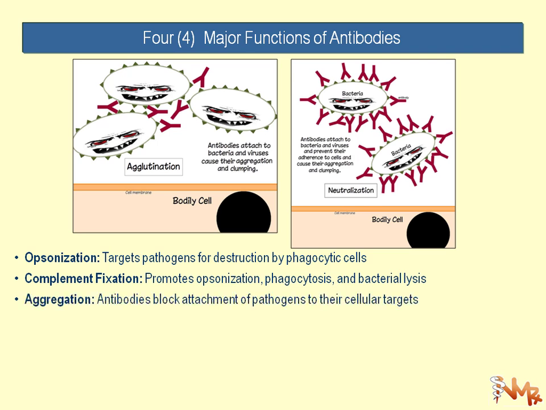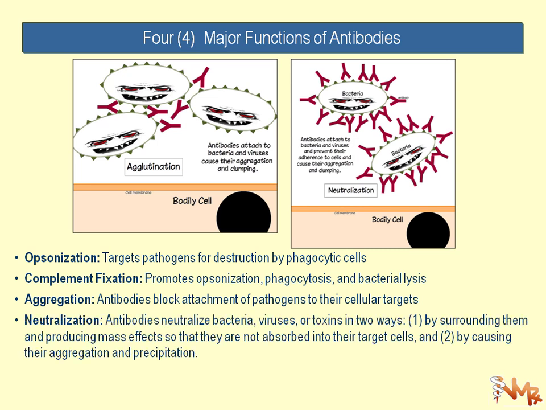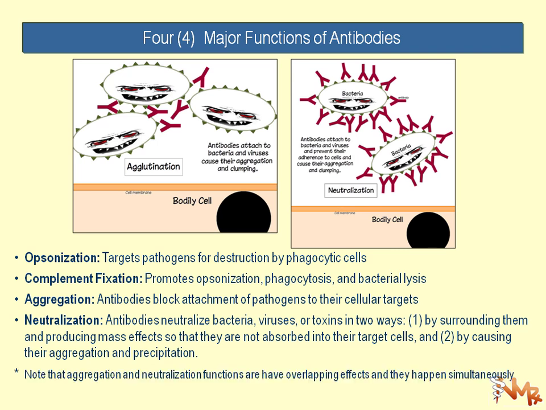The other function that I've shown in those two diagrams on top is aggregation, because antibodies block attachment of pathogens to their cellular targets because they produce mass effect on them by surrounding them or joining them together. And the other function, again similar to aggregation, is neutralization, because antibodies neutralize bacteria, viruses, or toxins in one of the two ways that I've shown in the diagrams on top: one, by surrounding them and producing mass effects so that they are not absorbed onto the target cells, and two, by causing aggregation and precipitation. Again, as I said earlier, aggregation and neutralization functions have overlapping effects and may happen simultaneously.